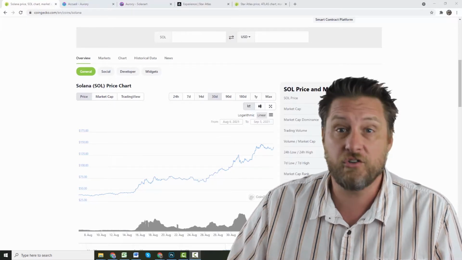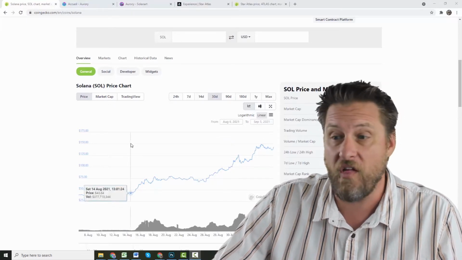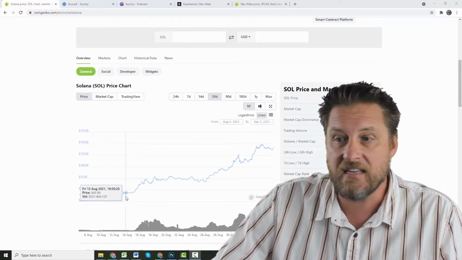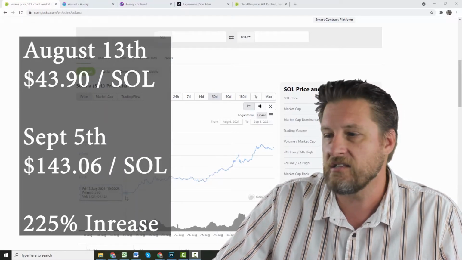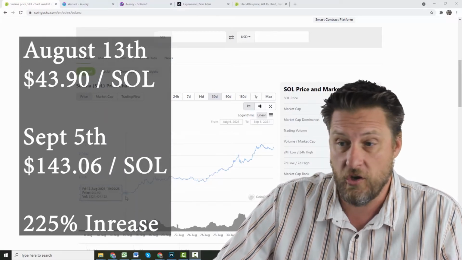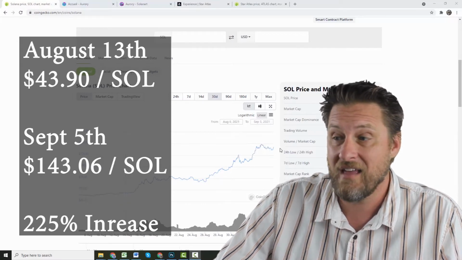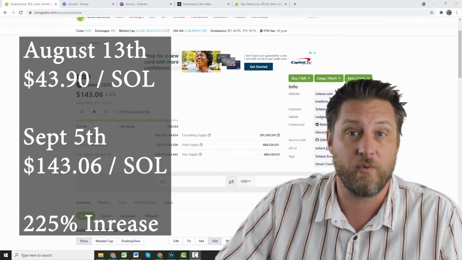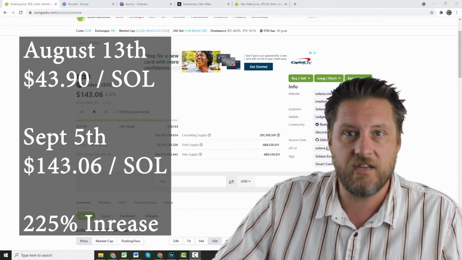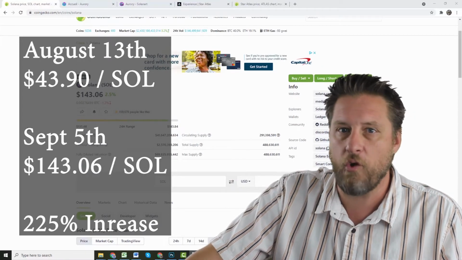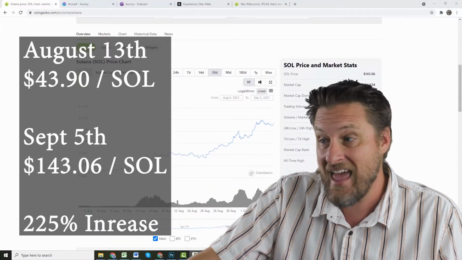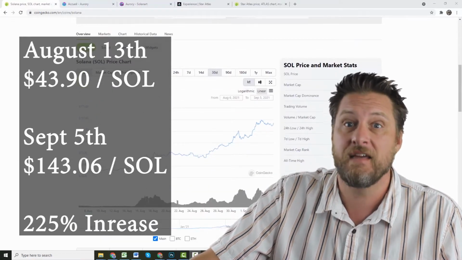Because, here's the chart for Solana for the last 30 days. Today is September 5th. Back on August 13th, less than a month ago, it was at 43. It's up at 143 right now. To see over 2x, 3x growth out of a top 10 token in that amount of time is impressive.